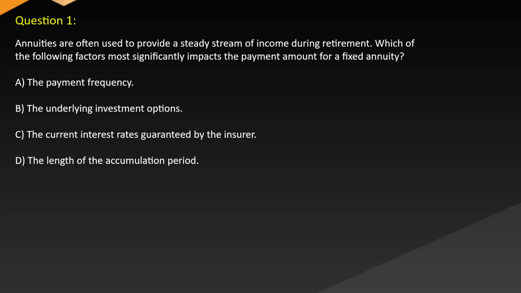Question 1. Annuities are often used to provide a steady stream of income during retirement. Which of the following factors most significantly impacts the payment amount for a fixed annuity? A. The payment frequency. B. The underlying investment options. C. The current interest rates guaranteed by the insurer. D. The length of the accumulation period.